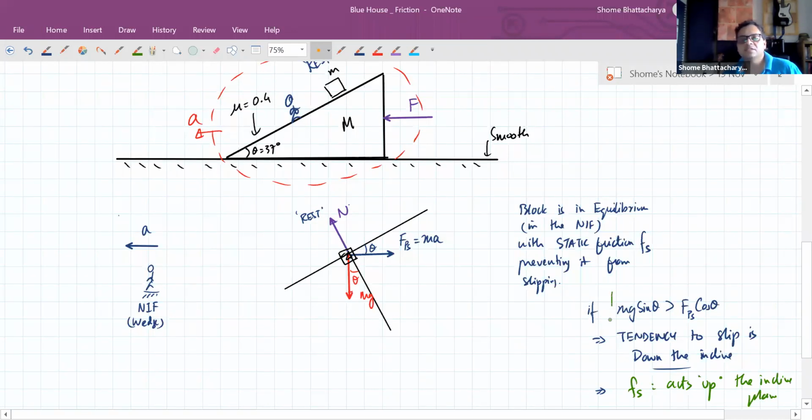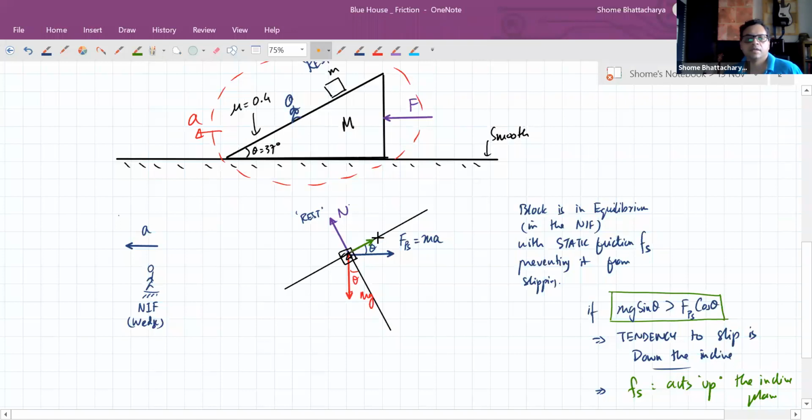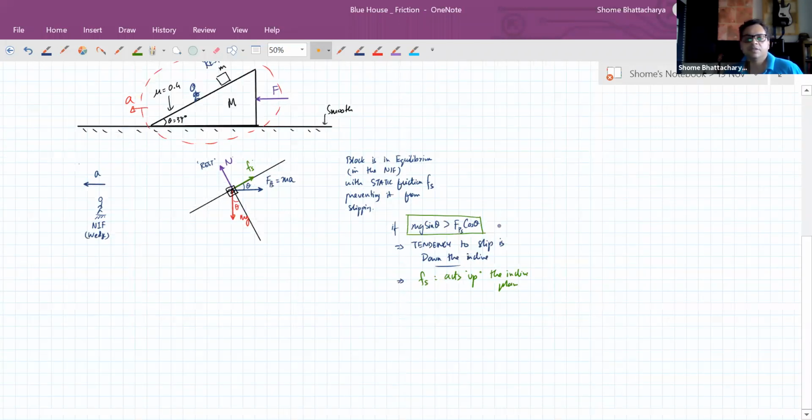Okay. But for that, this is a necessary condition that mg sin theta should be greater. So for this condition in this diagram, we should additionally include static friction acting up the inclined plane, because the tendency to slip is down the inclined plane. So this is the case. Okay. So further, what does this statement basically mean? It means that mg sin theta should be greater than ma cos theta. So in other words, A is less than g tan theta.